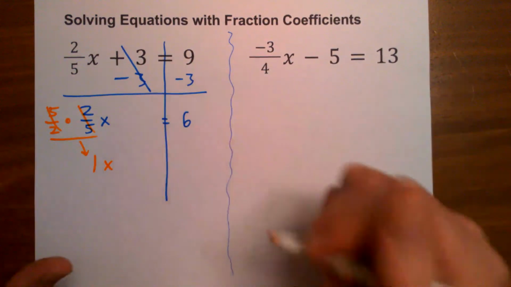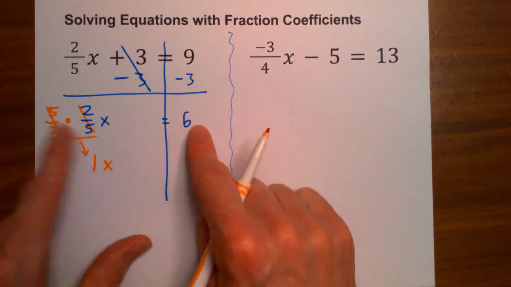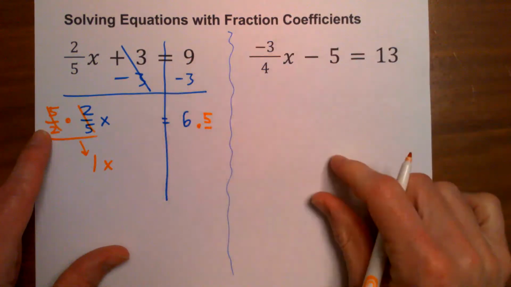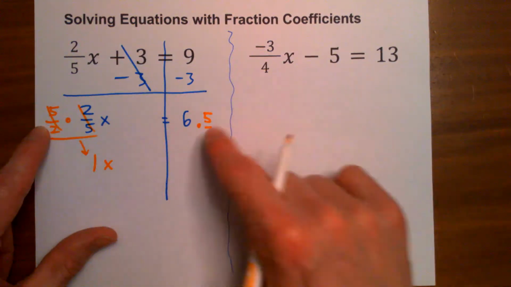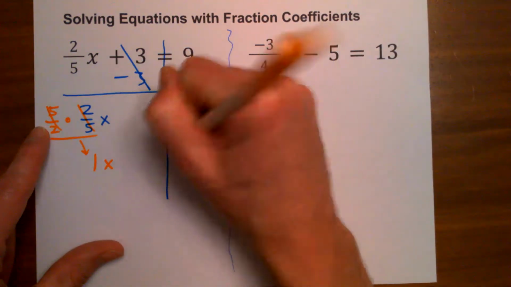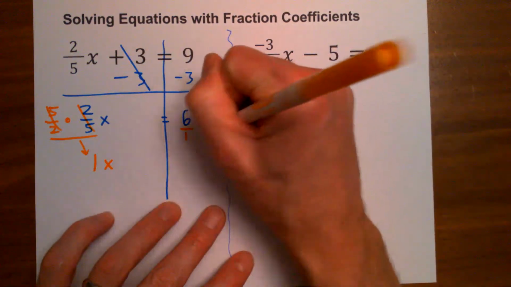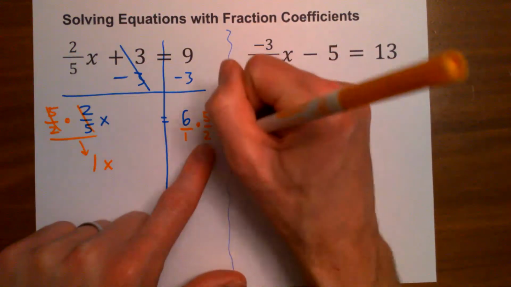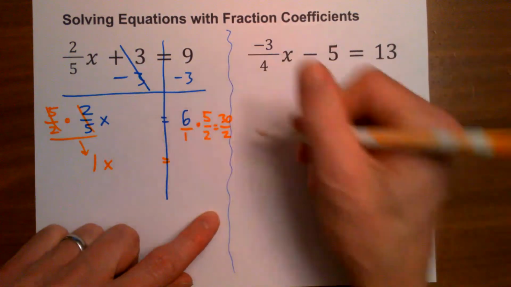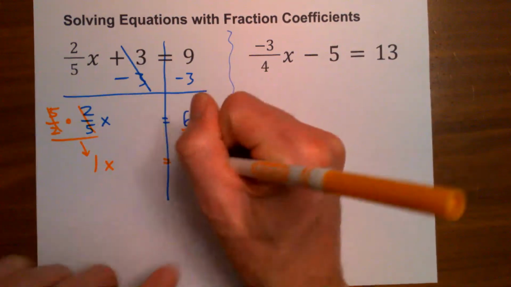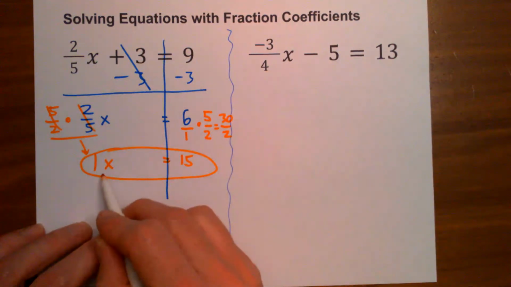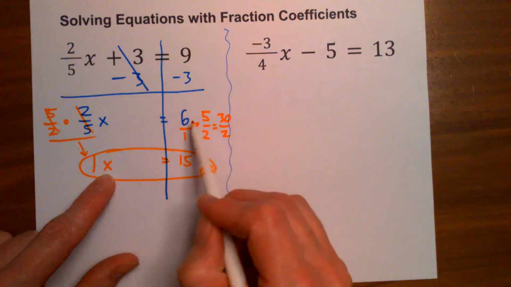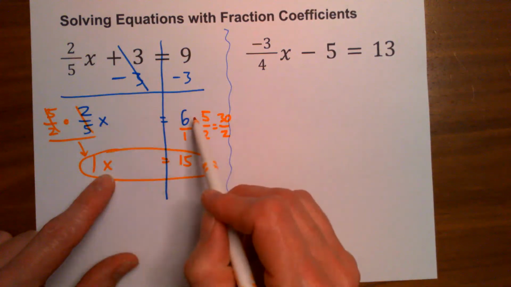1 times x. But this is an equation. The two sides are the same. If I multiply one side by 5/2, I have to multiply the other side by 5/2, or else the equation won't be balanced anymore. And when I do, I get 6 times 5 is 30, and 1 times 2 is 2, and 30 divided by 2 is 15. So 1 times x, or just x, is equal to 15 in this case. 2/5 of 15 plus 3 is 9.